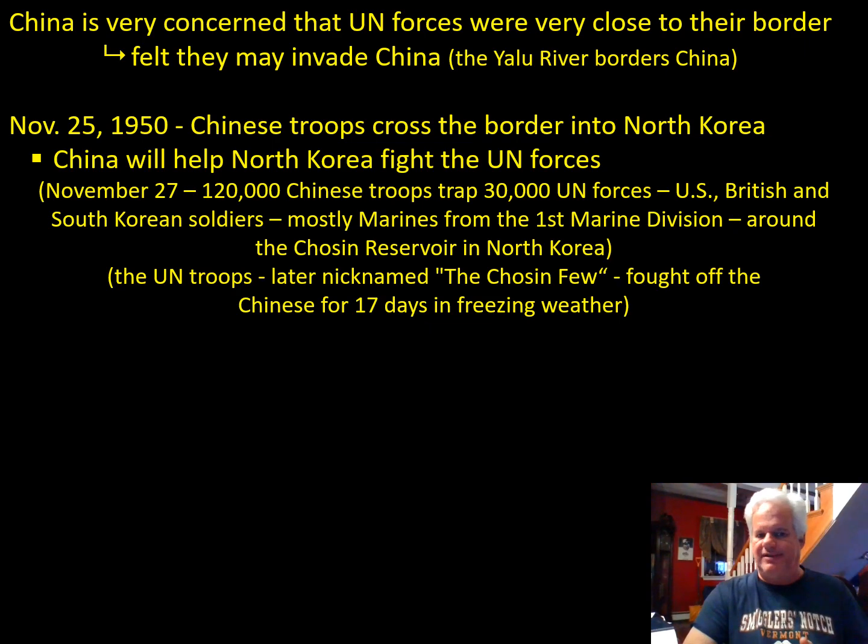The UN troops, later nicknamed the Chosin Few, fought off the Chinese for 17 days in freezing weather. You might actually see the Chosin Few. We have a street here in Bayonne named after them. So if you ever see anything called the Chosin, you know it's in reference to the battle in Northern Korea.